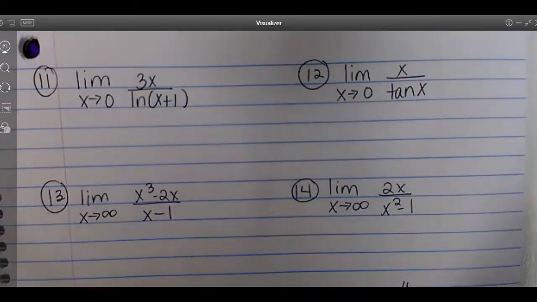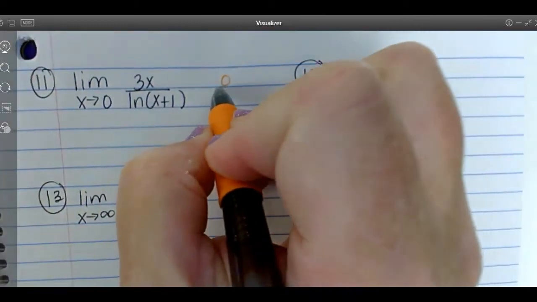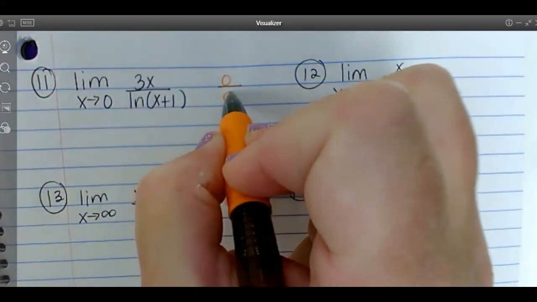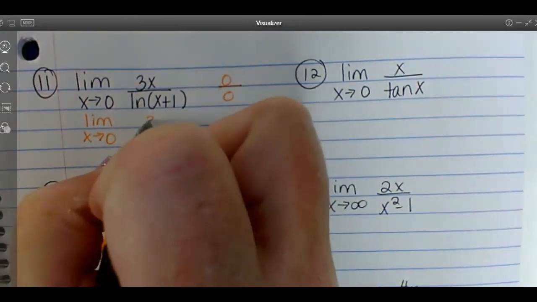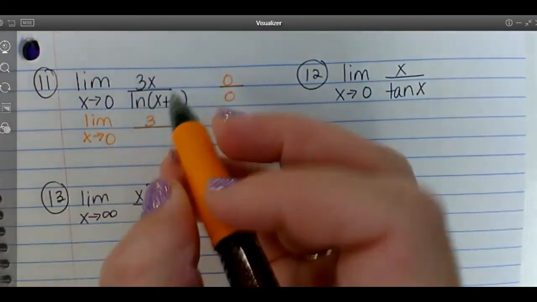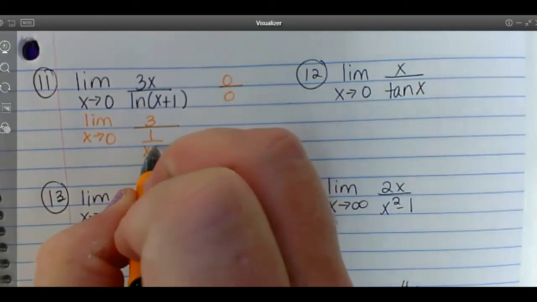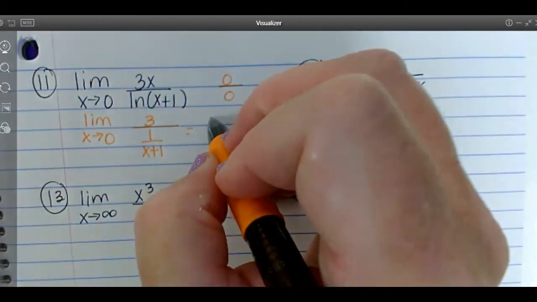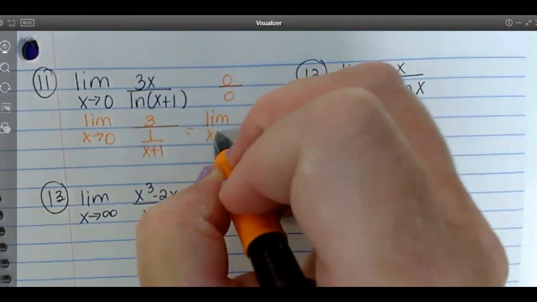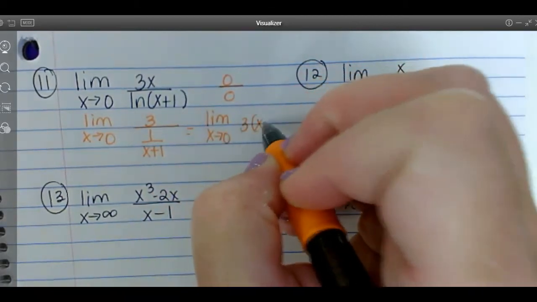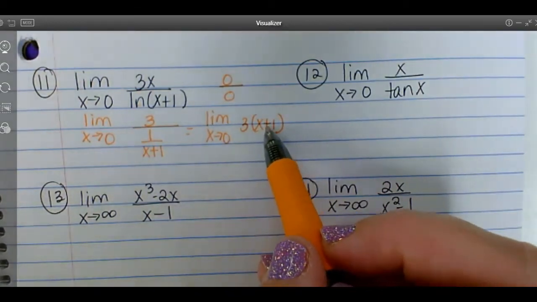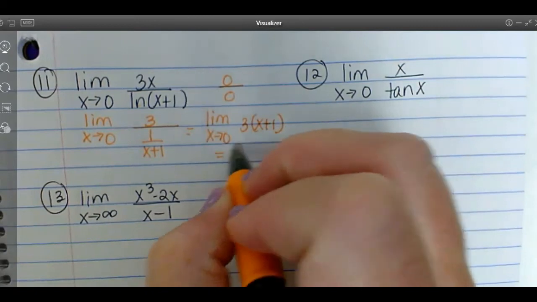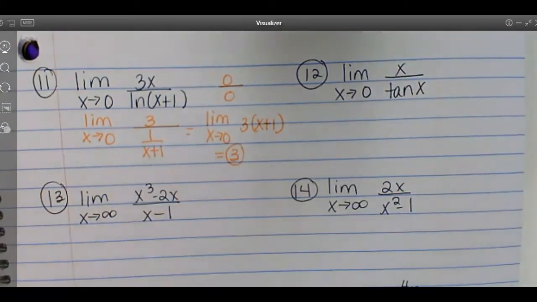Alright, number 11. If I plug in 0, I do have 0 over natural log of 1, which is also 0. So I can find the derivative. The derivative of the top is 3. The derivative of natural log of something is 1 over x plus 1. If I rewrite that, that would be 3 times x plus 1. At that point, you can plug in 0. You do get 1 times 3, so you would get 3. You could plug it in there. I just like to simplify if you can.